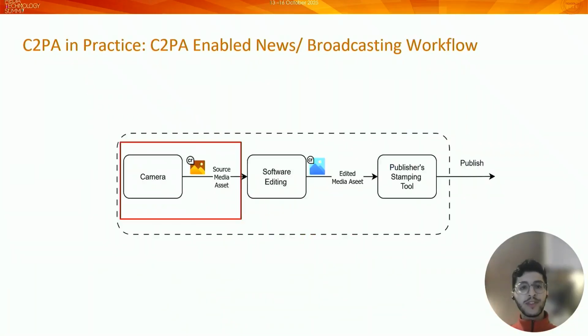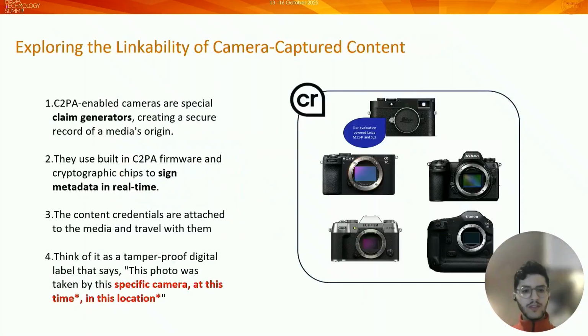Our research scope included the point of capture, which acts as the start of the provenance chain at the source. We explored the linkability issue that affects some of the cameras implementing C2PA. C2PA-enabled cameras are a special type of claim generators that create and secure the record of a media's origin. They use built-in C2PA firmware and cryptographic chips to sign metadata in real time. The content credentials are attached by the camera to the media and travel along with it.